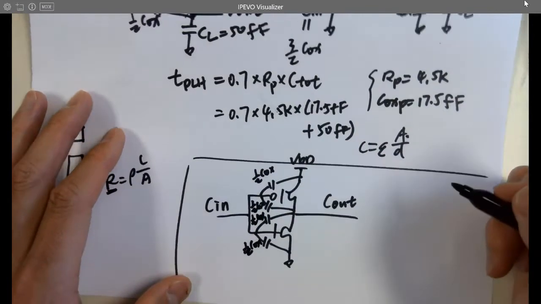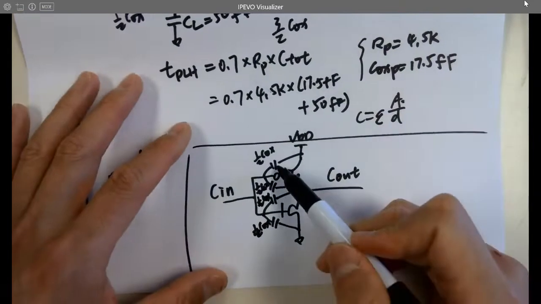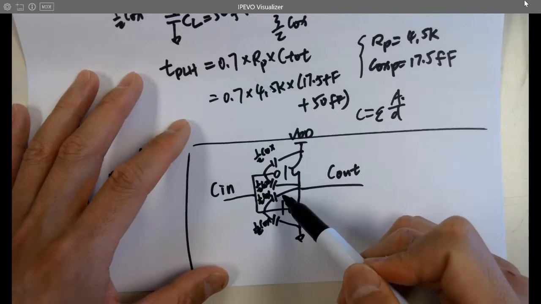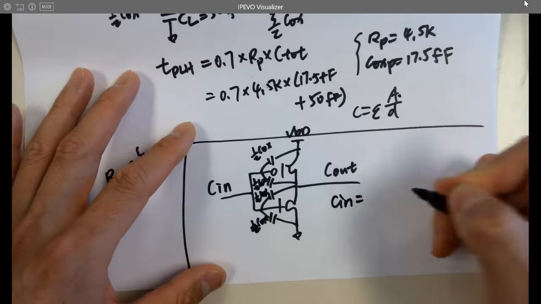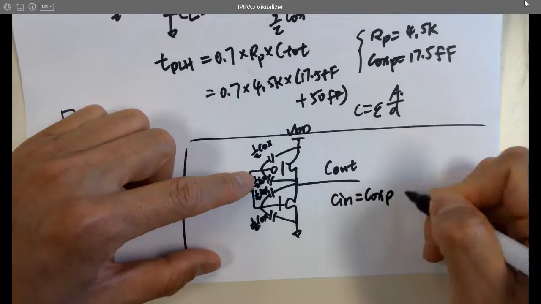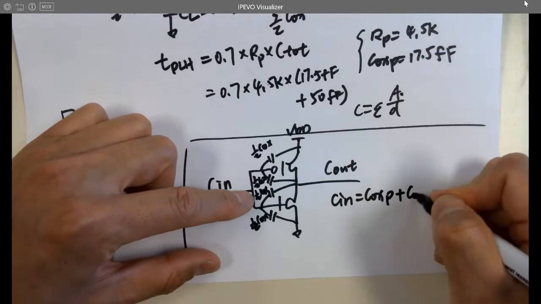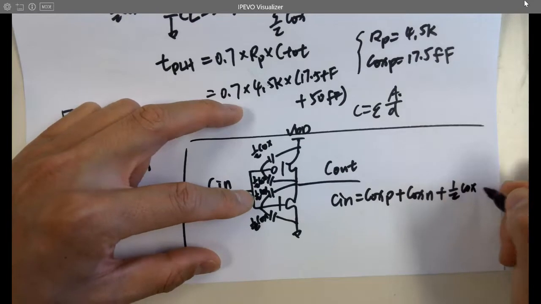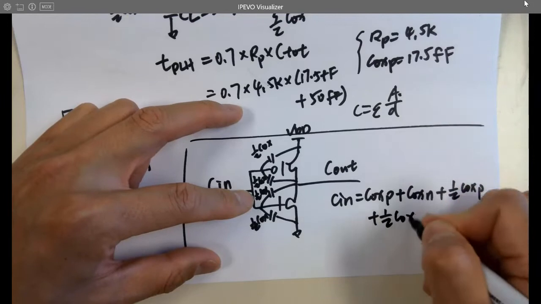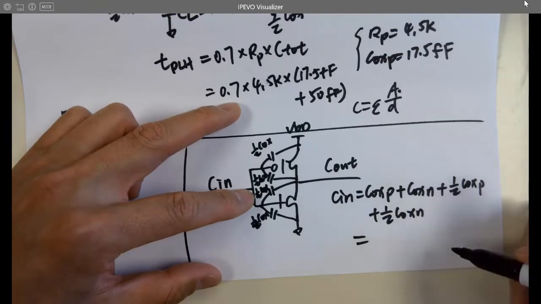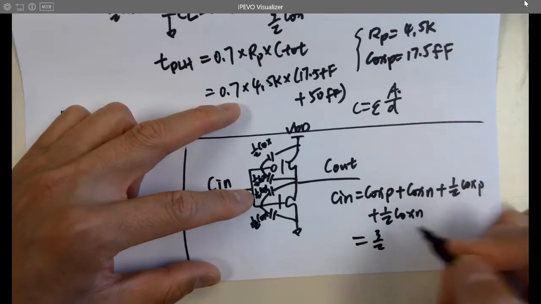Physically, these are half Cox, right? But this one has a mirror. This one doesn't have a mirror effect. This one does, right? This one does as well. So C in equals Cox P plus Cox N plus a half of Cox P plus a half of Cox N, right? So this is, wait, 1.5 Cox P plus 1.5 Cox N. Which is 3.